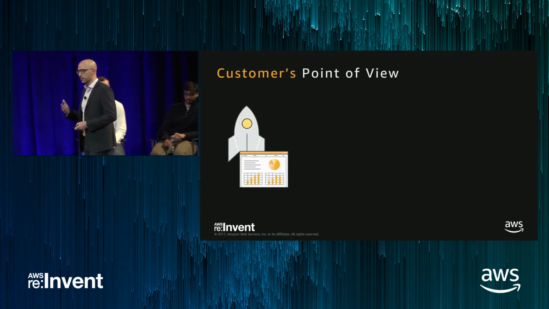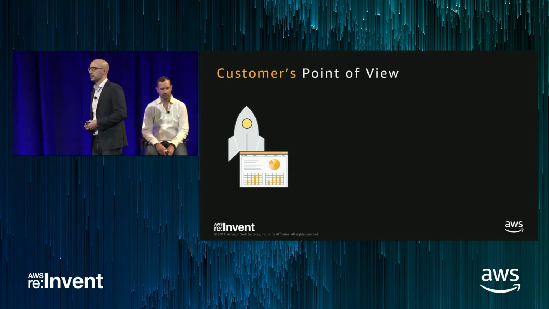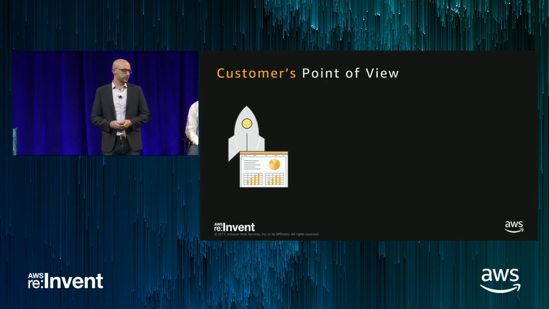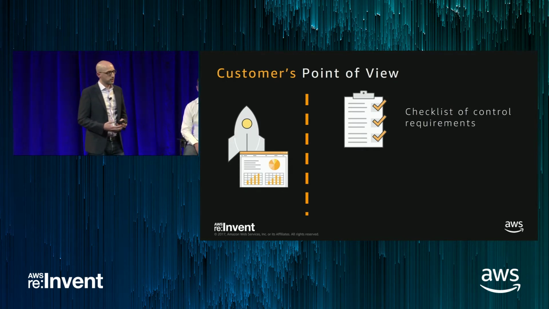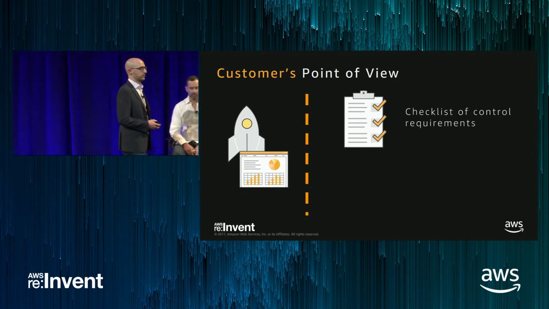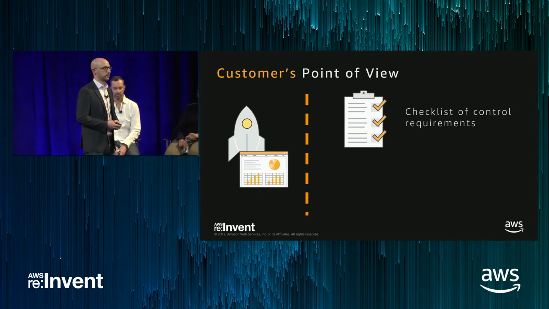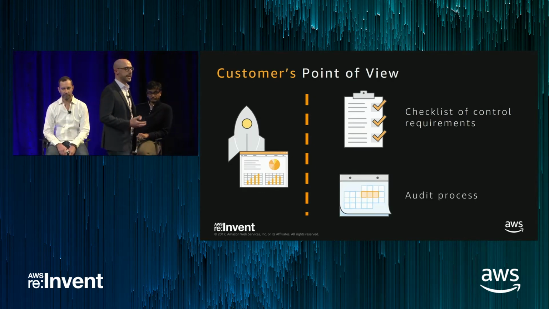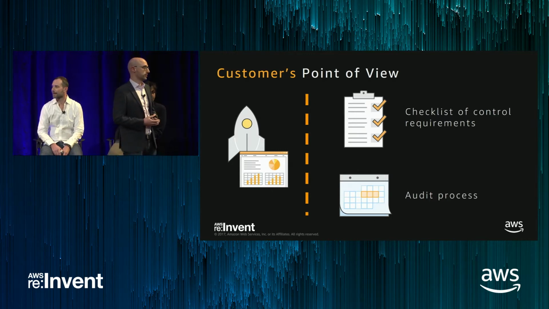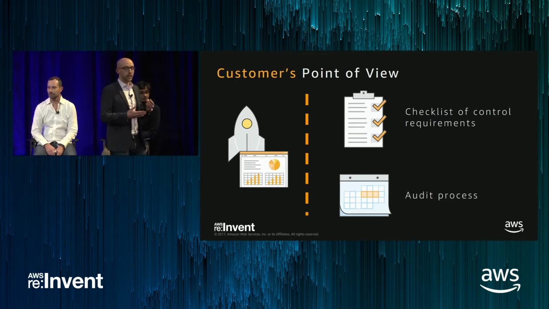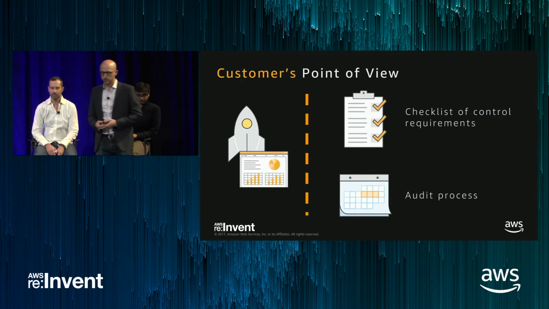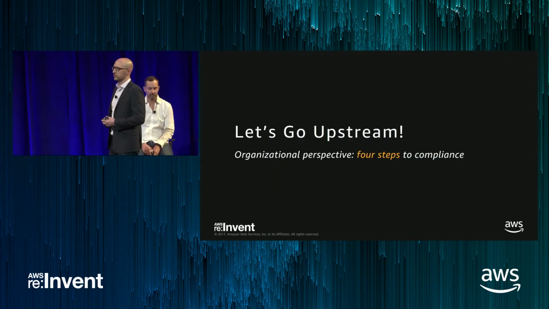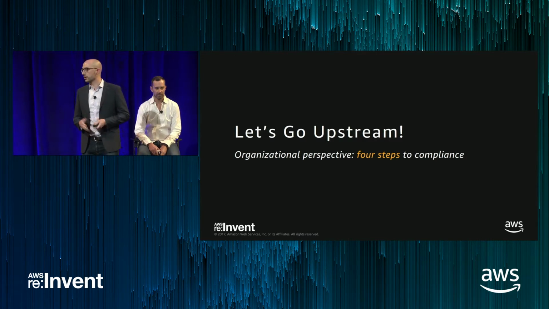From the customer's point of view, an application owner is going to have two things. First, he's going to receive a checklist of control requirements. Those are the controls that he needs to meet. Then maybe on a yearly or quarterly basis, he has an audit where he needs to demonstrate that he's actually meeting those controls. But let's go upstream. Let's see exactly what it means to build a compliance program from an organizational standpoint.